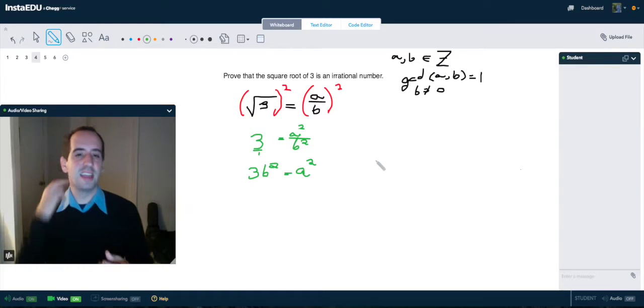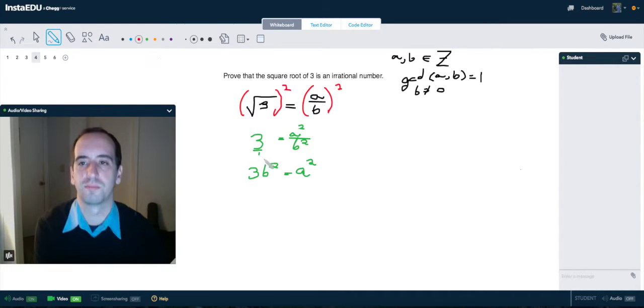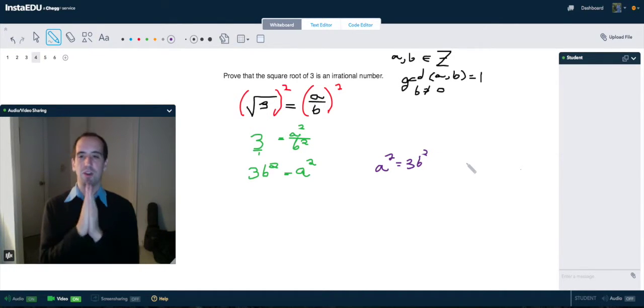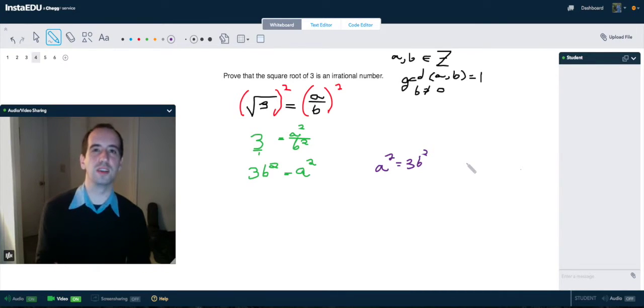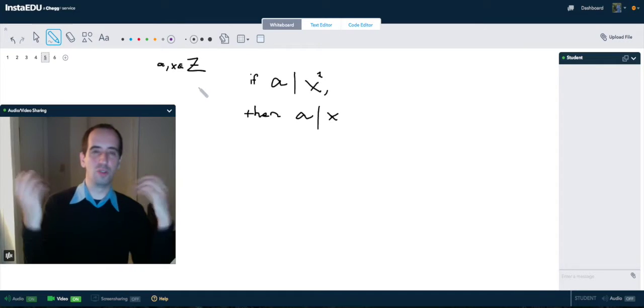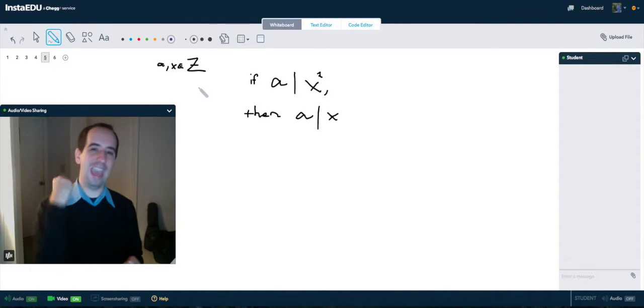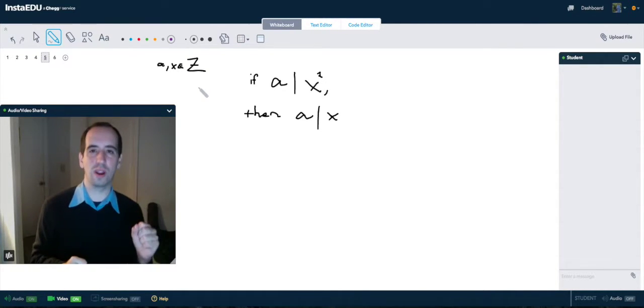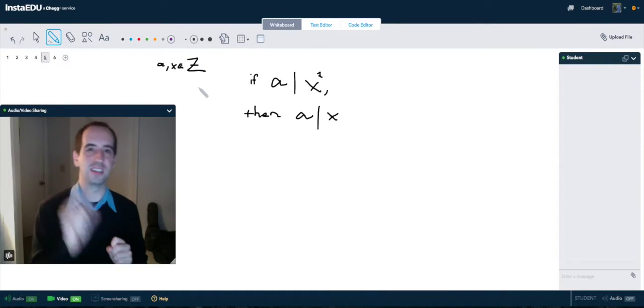Let's rewrite it so that it's a little bit more clear. Let's look at a squared, which can be written as the number 3 times b squared. Now, there's a very important property that I'm going to show you. You can prove this, and you probably, even without knowing it, have the skills to prove this. For two numbers, a and x, that are both integers, if a divides x squared, this is very important, then a also divides x.